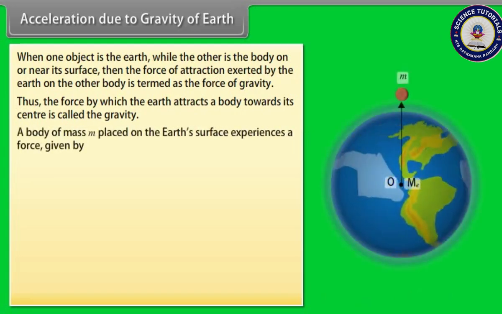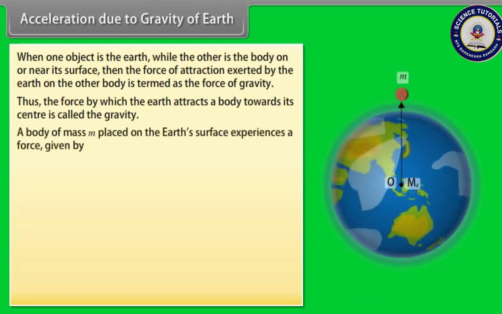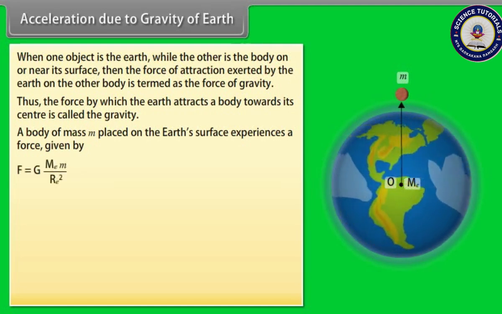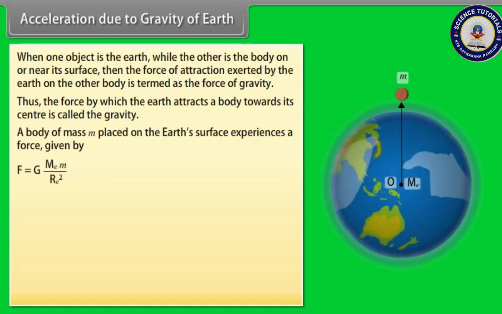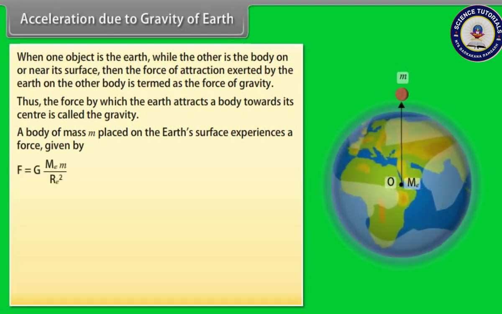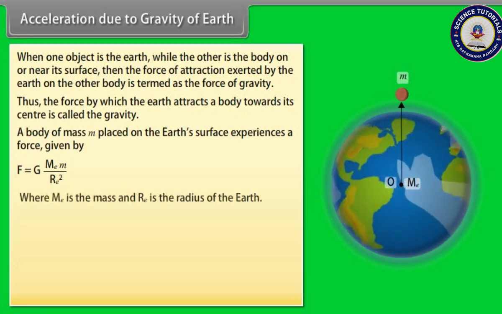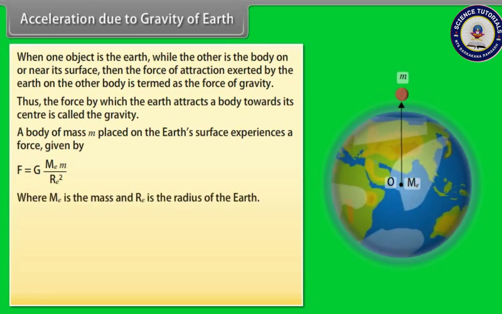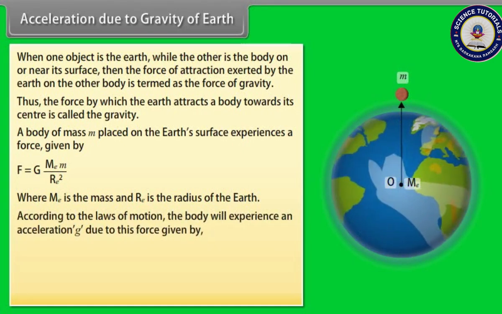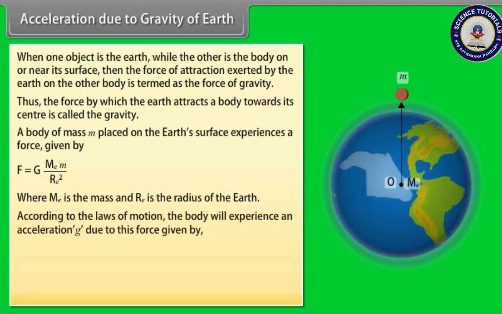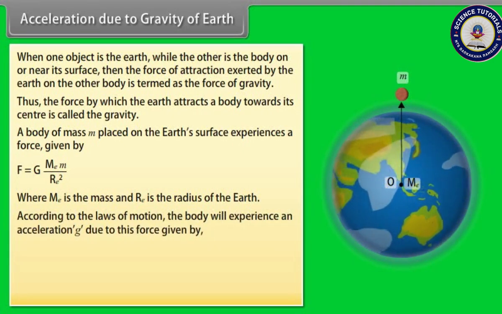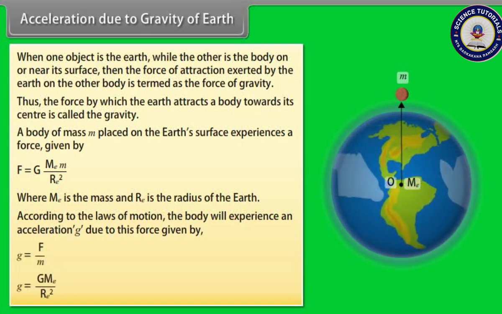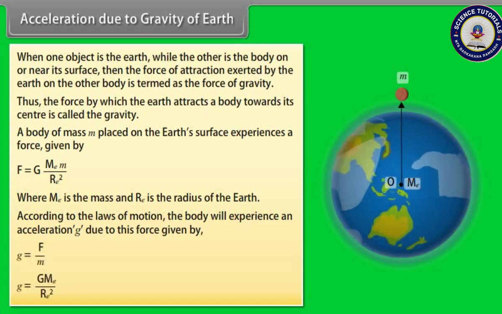A body of mass m placed on the Earth's surface experiences a force given by F is equal to G Me m upon RE squared, where m is the mass and RE is the radius of the Earth. According to the laws of motion, the body will experience an acceleration g due to this force, given by g is equal to G Me divided by RE squared.